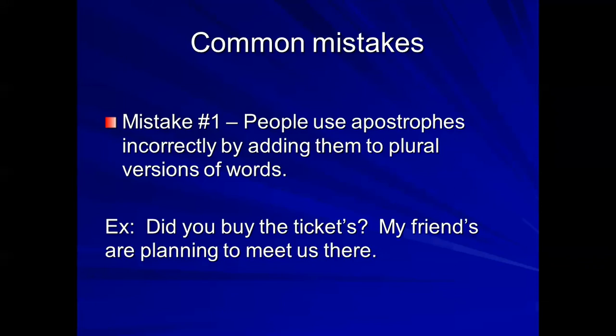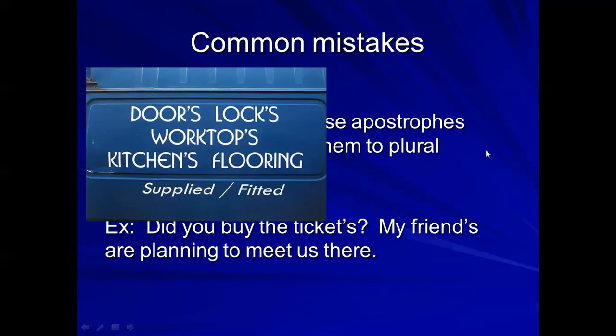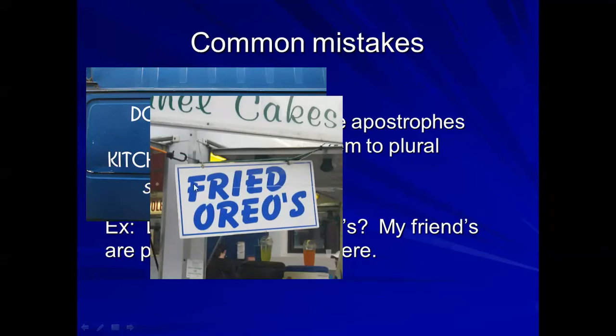So I like to show off some of these signs and advertisements from the real world where people, again, are just messing this rule up left and right. Here's somebody advertising that they can work on doors, locks, worktops, and kitchens, as well as flooring. And again, all of those apostrophes are incorrect. You probably have seen signs like this: fried Oreos with an apostrophe S, or free tacos, and somebody will put an apostrophe S on tacos. Again, it's plural. You just don't need that apostrophe at all.